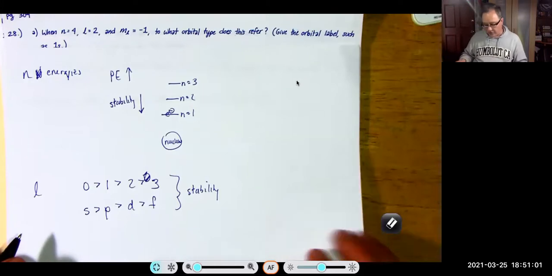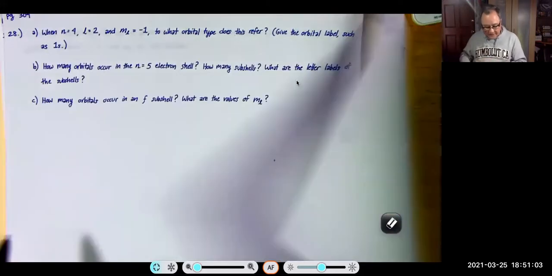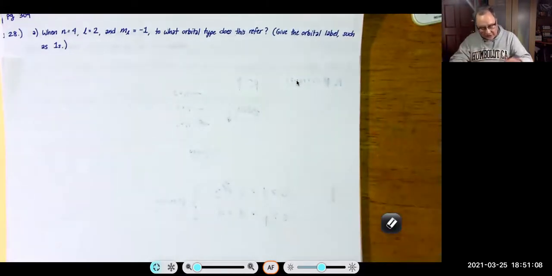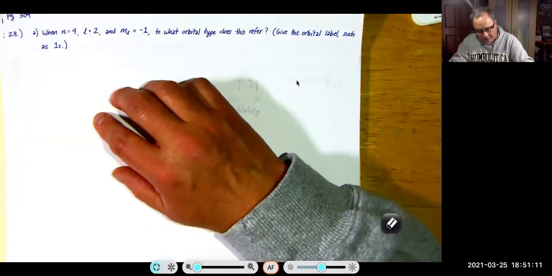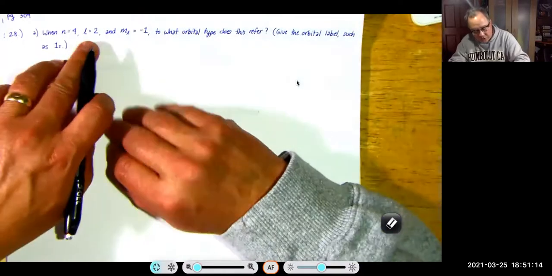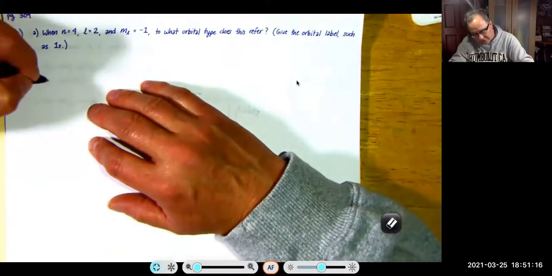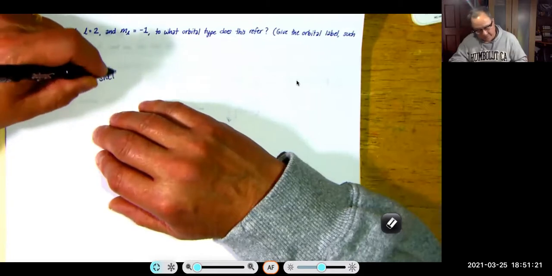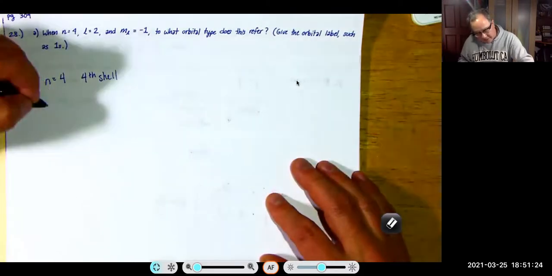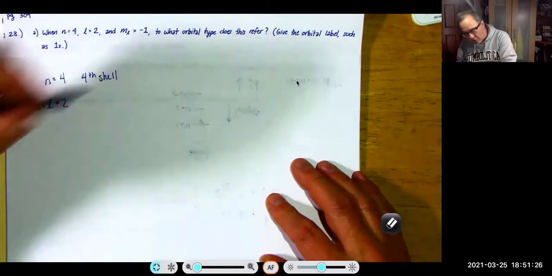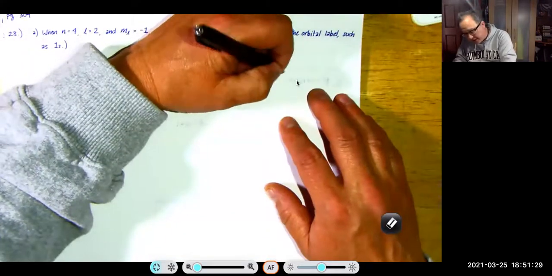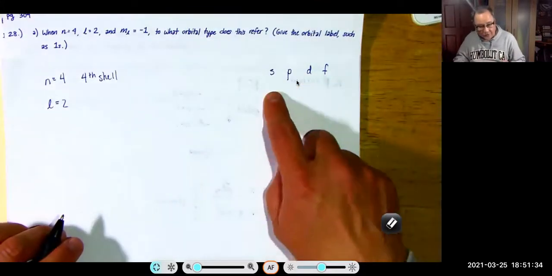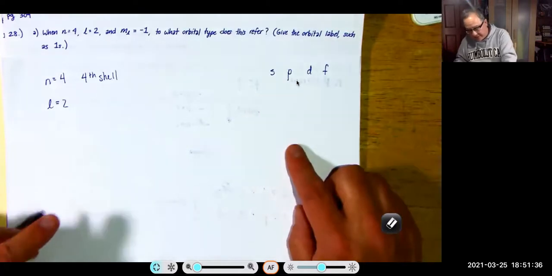All right, so we have enough information where we can attempt to answer some of these things. So here's the things that we want to be able to know about this 4, 2, -1. So if n is equal to 4, that's called the fourth shell. If L is equal to 2, and so I'm going to draw a little thing over here that says SPDF. What number do I write first for an S? 0.